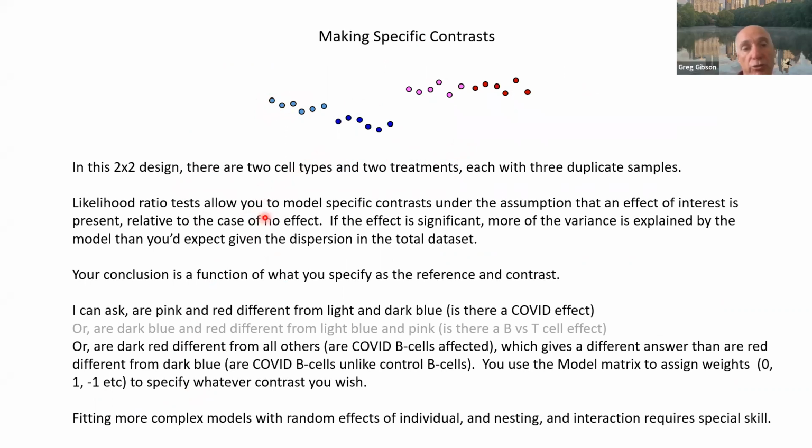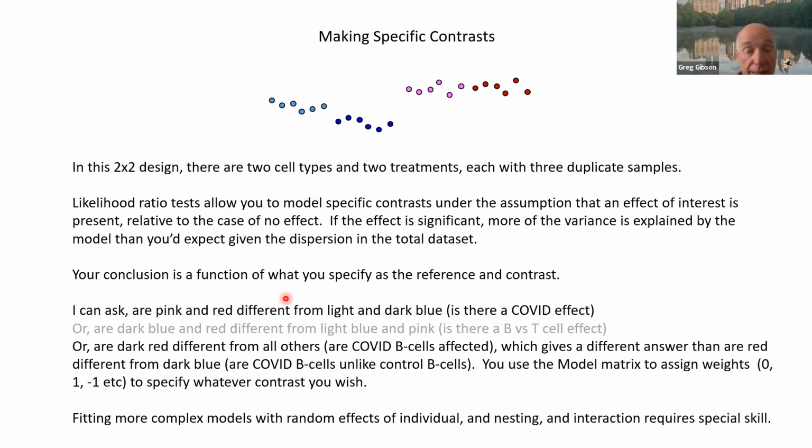These likelihood ratio tests allow you to model specific contrasts under the assumption that the effect of interest is present, relative to a simple model without any effect. And if the effect is significant, then more of the variance is going to be explained by the model than you would expect, given the dispersion in the data set. But as I mentioned, it matters what you specify as a reference. So we can set up different models.